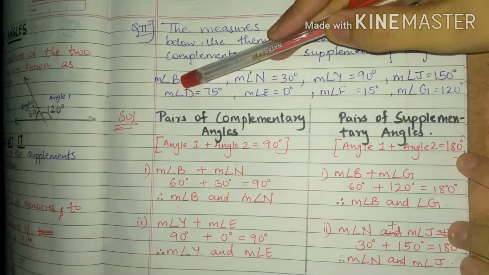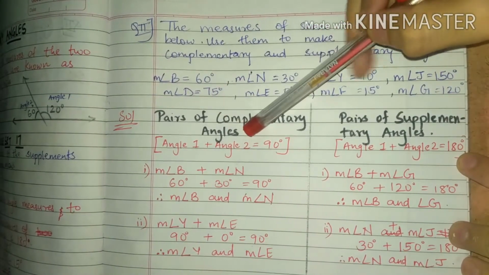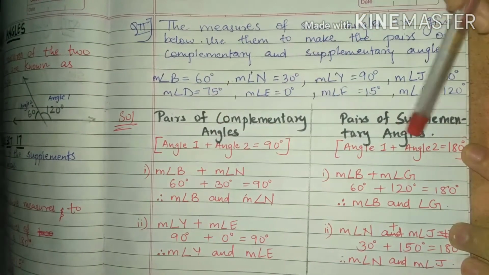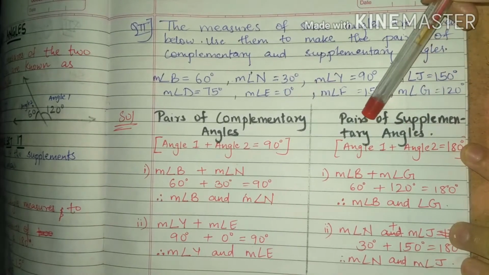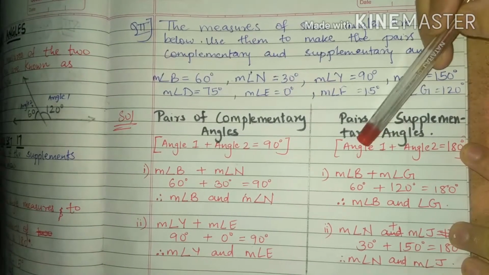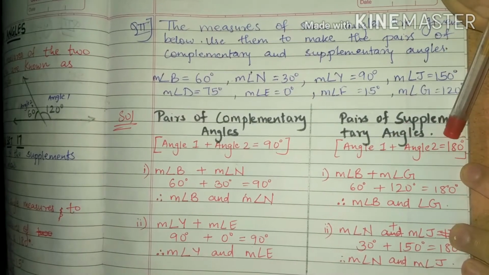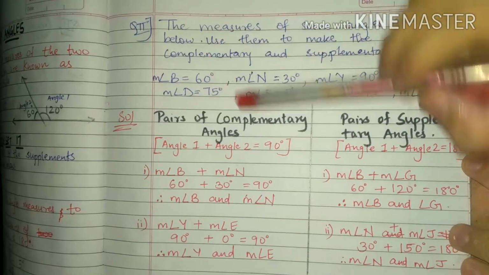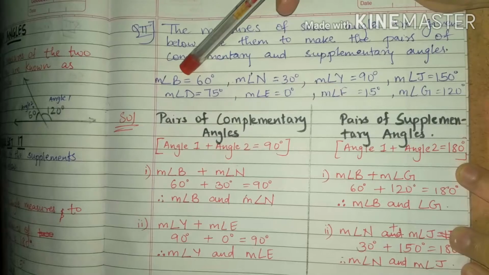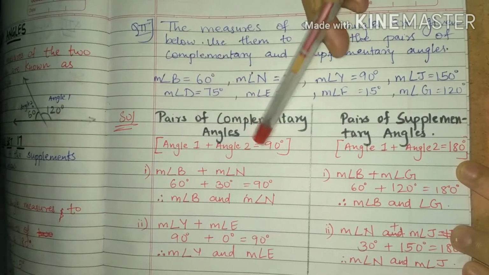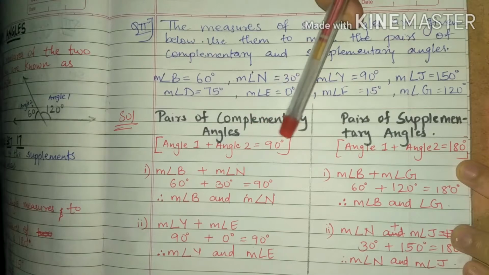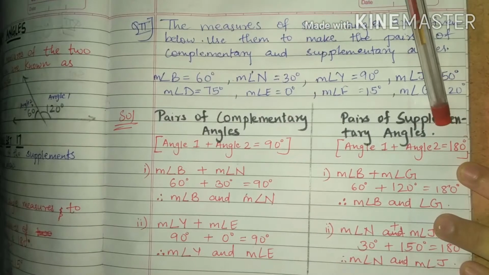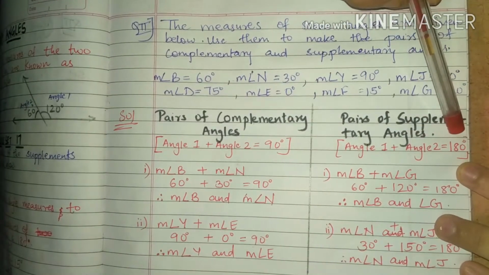It means for complementary we have to make the pair such that they should be equal to 90 degrees, and for supplementary we have to make the pair such that the sum of the measures of two angles should be equal to 180 degrees. So this is the easiest part of this exercise. Just we have to make the pairs. For example, see, measure of angle B is what? 60 degrees. Remember, for complementary the sum of two angles should be equal to 90. For supplementary, the sum of two angles should be equal to 180.